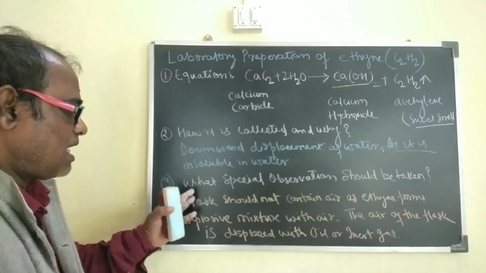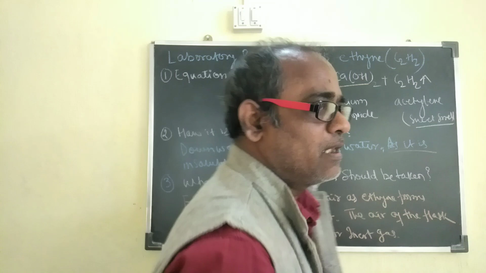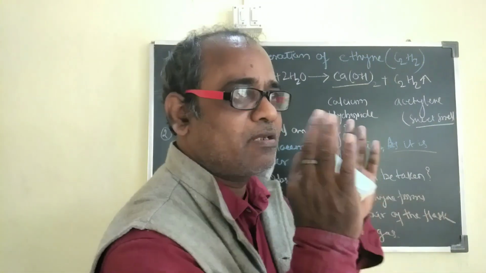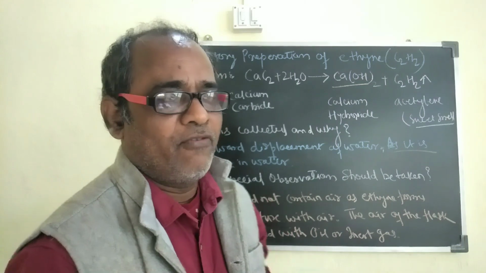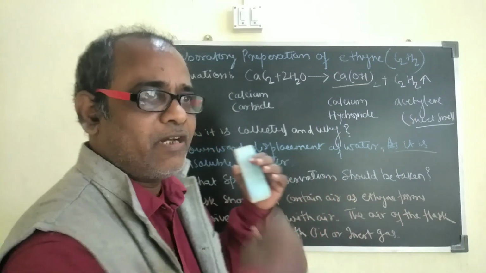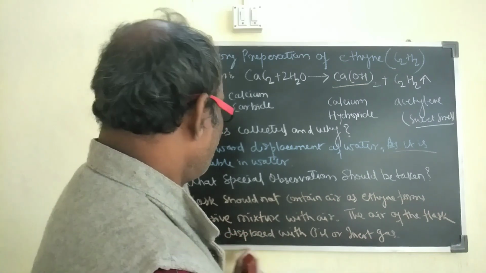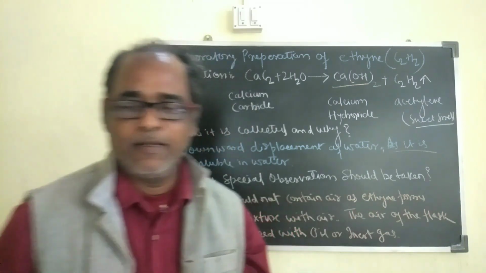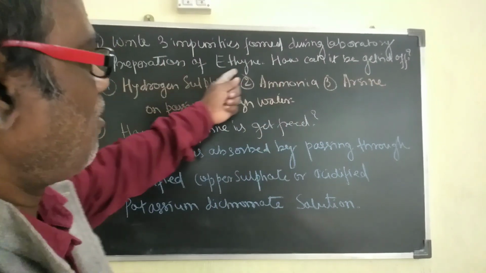Next, one more question can be asked: what special precaution should be taken? The special precaution you should take is that the flask should not contain air, because it is very explosive with a mixture of air. To get rid of such conditions, we should use inert gas, or we should displace it with oil. Write 3 impurities formed during laboratory preparation of ethyne.